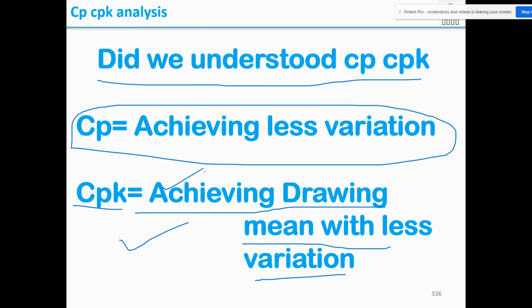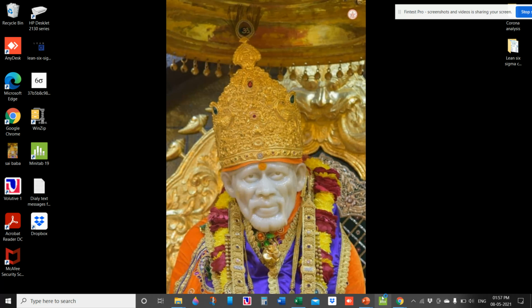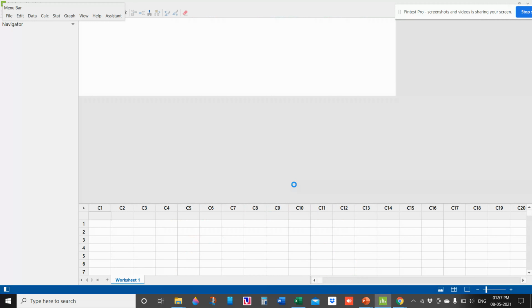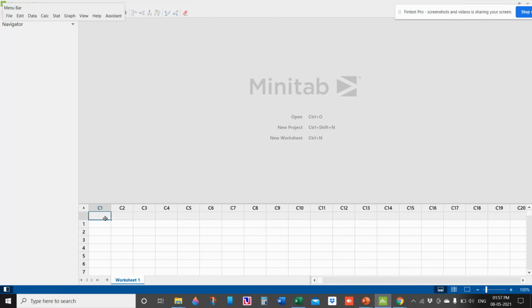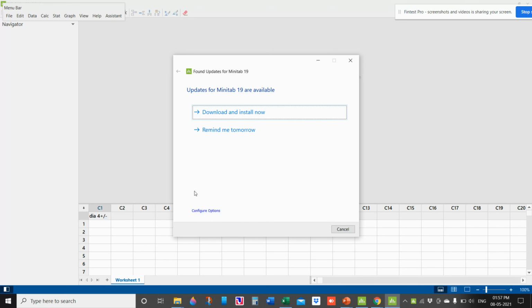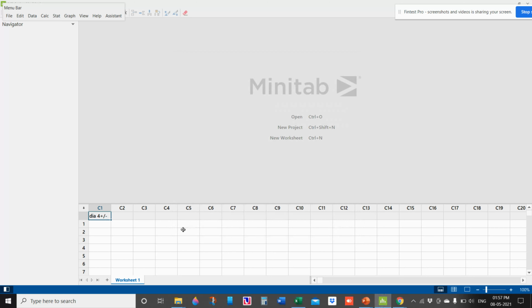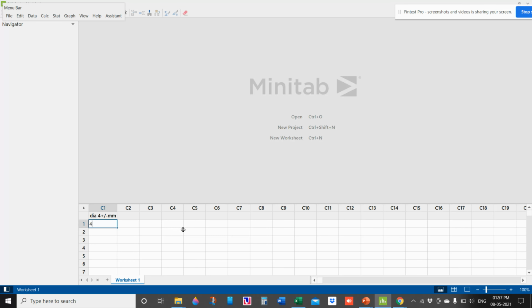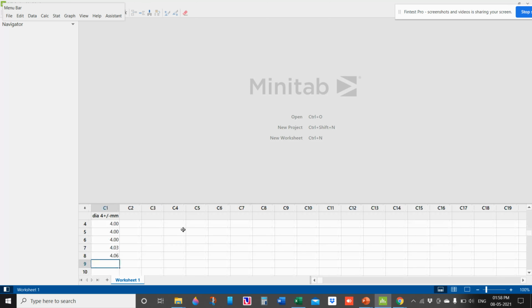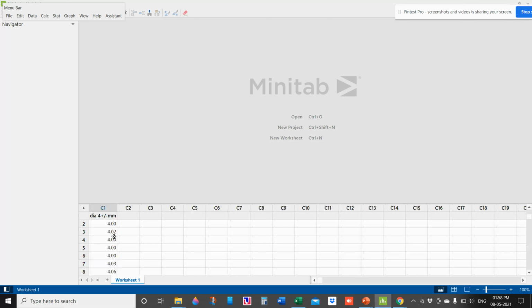So now let us see a live example of CP/CPK calculation. I'll take the dimension diameter 4 plus or minus 1 mm. Say I take 4.01, 4, 4.02, 4, 4, 4, 4.03, 4.06, 3.90, 3.89, 3.99, 4, 4, 4. So some 15 data points I have taken.